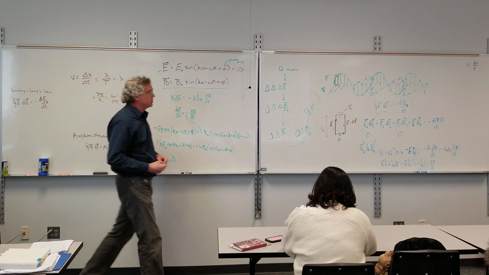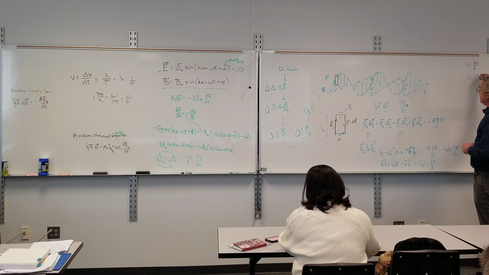Since omega over k is the speed of the wave, I now have the fact that the speed of this wave is just going to be the amplitude of the electric field over the amplitude of the magnetic field. Do a dramatic pause for people to catch up and to ask questions.